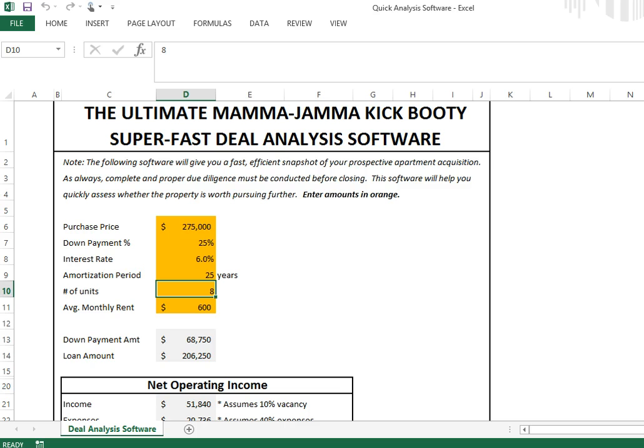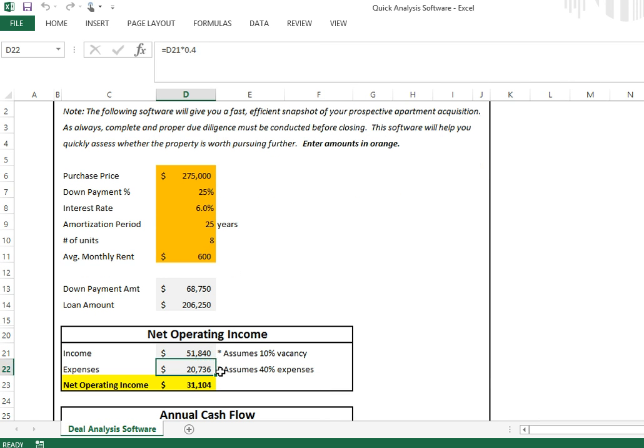In this case, it was an 8-unit building, and in this example, we use an average monthly rent of $600. From there, everything else calculates automatically. So a 25% down payment on a purchase price of $275,000 is $68,750. So at least you know what capital you're talking about. That means the loan amount would be $206,000 and change.